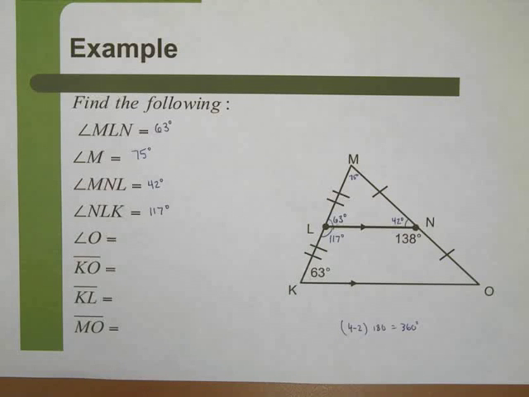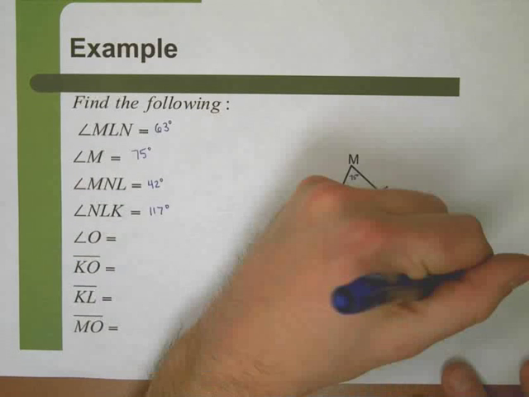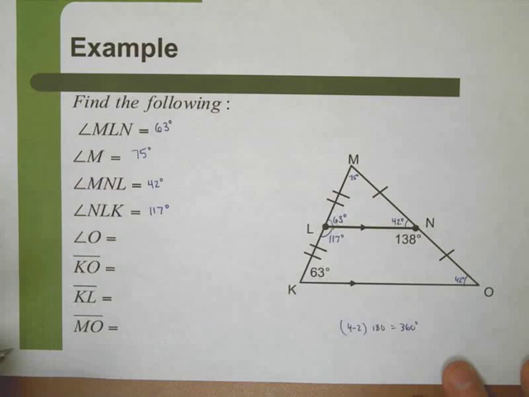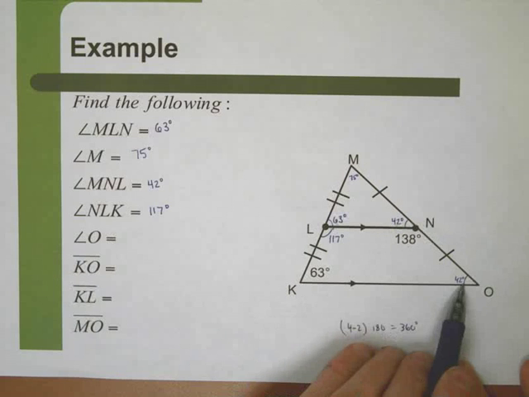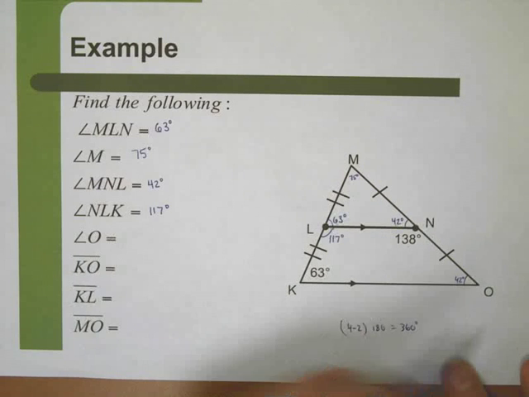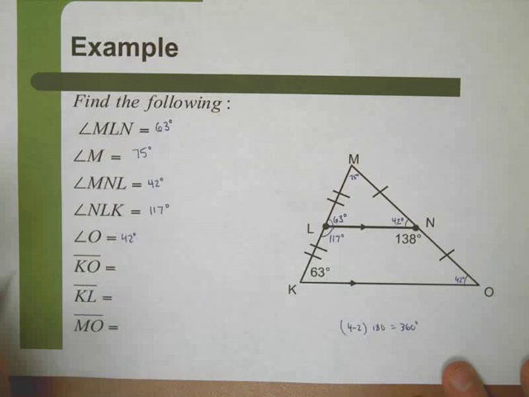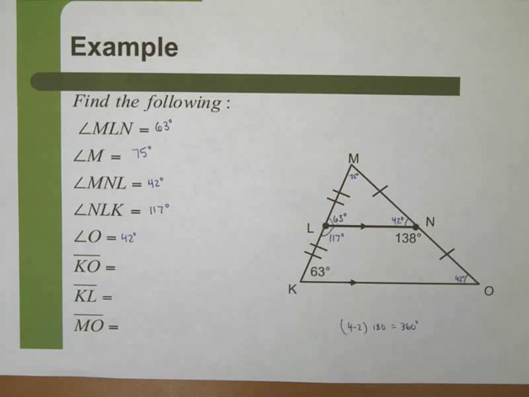If I do that, and I use that to solve for angle O, 63 and 75 is 138. 180 minus that is 42 degrees. Oh yeah, you know what? Do you see it now? Corresponding angles. Didn't even look at that. I didn't even see that. And that's my fault.